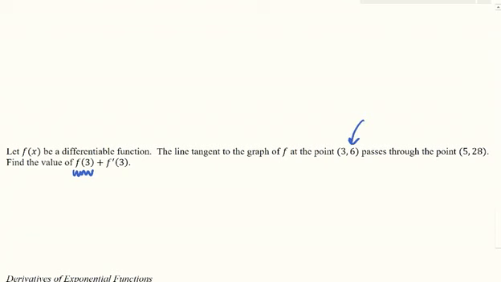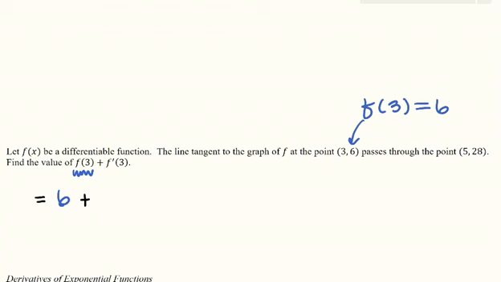So f of 3 equals 6. 6 plus some other. Okay, f prime of 3. And we know we're going to have to use this other point. They gave us (5, 28). Those are some weird numbers. What could we potentially be doing? Okay, so the line tangent, they gave us 2 points on the tangent line. And with 2 points, we can calculate the slope. We're right in the thick of that in college algebra.